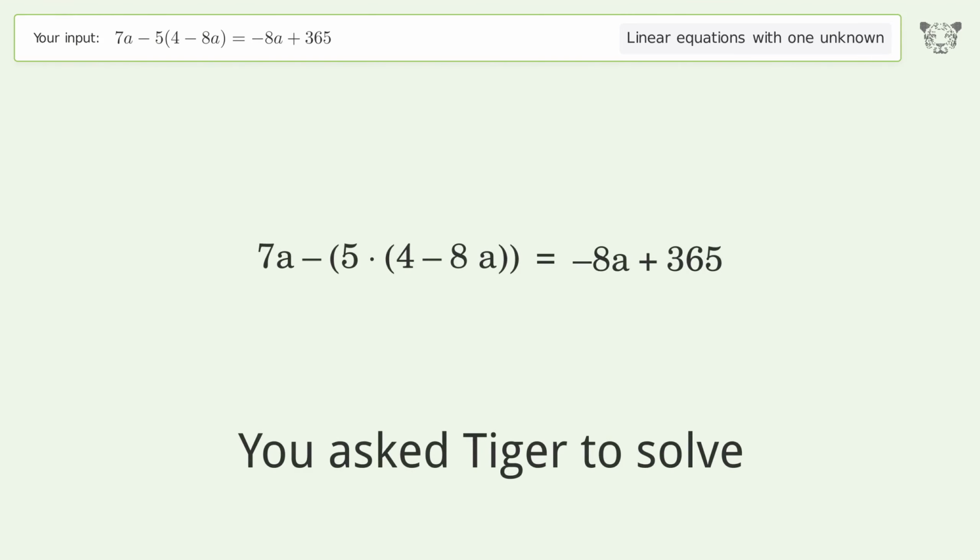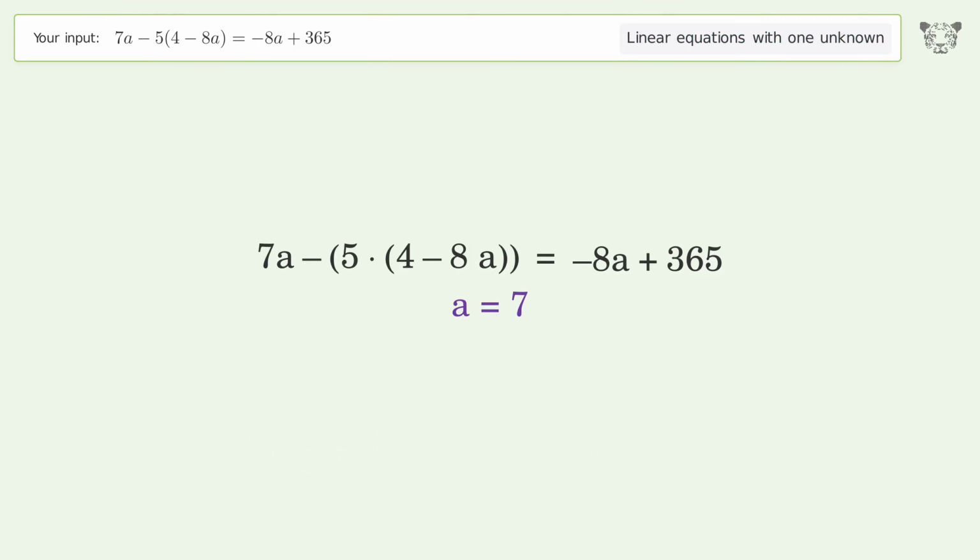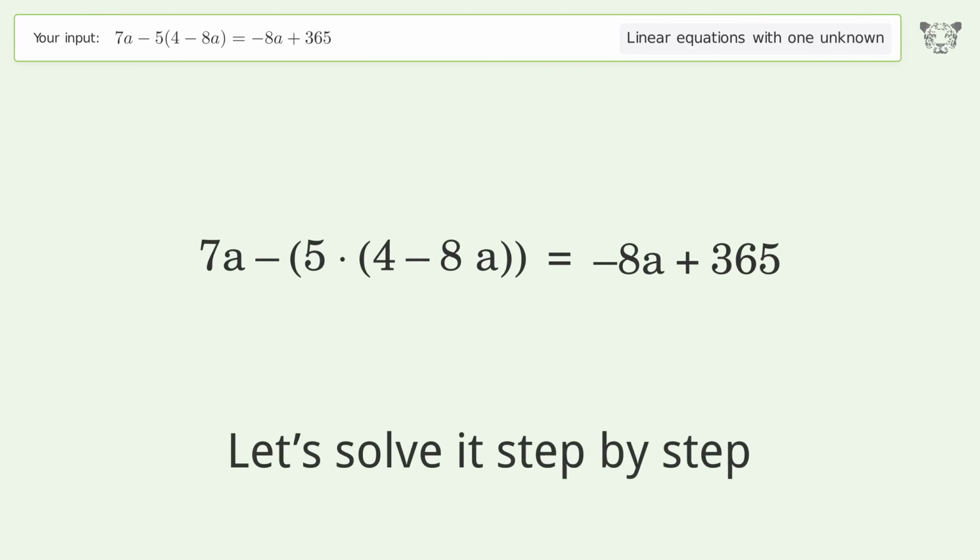You ask Tiger to solve this. This deals with linear equations with one unknown. The final result is 8 equals 7. Let's solve it step by step.